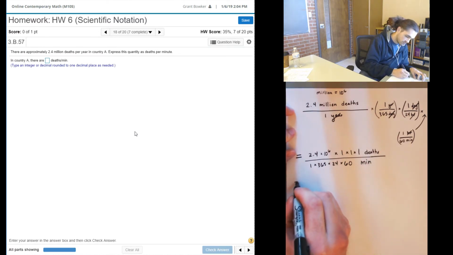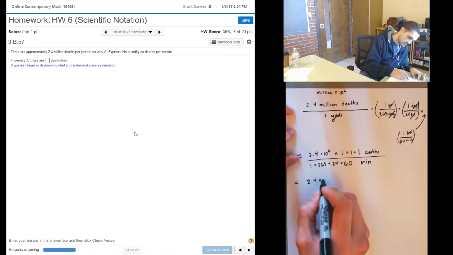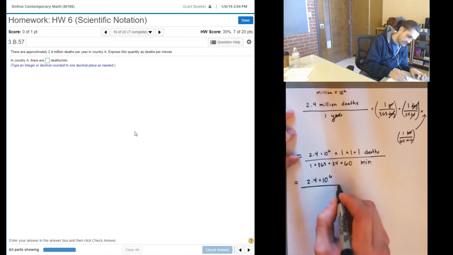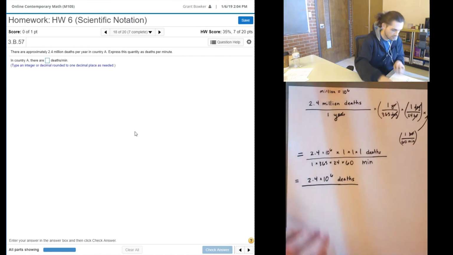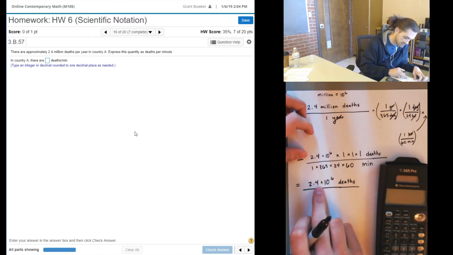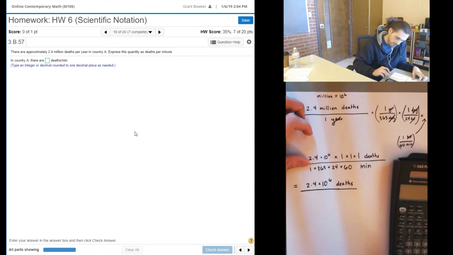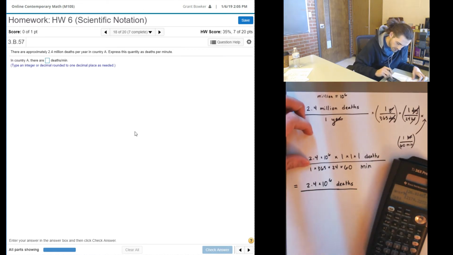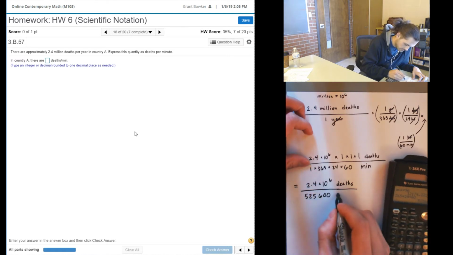To finish this one through, we'll do the multiplication. So upstairs I have 2.4 times 10 to the 6th deaths. You could multiply this out more. I just like it compact in this fashion, so I don't have to keep track of 6 zeros, or it'd be 5 zeros in this case. 365 times 24 times 60 gives me 525,600 minutes.